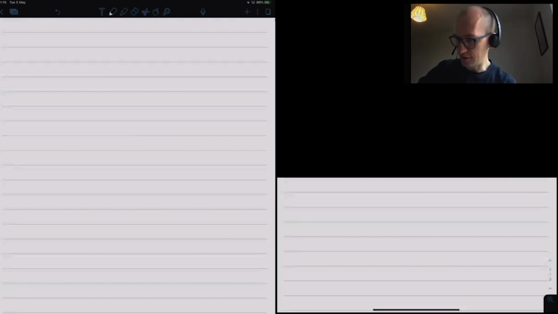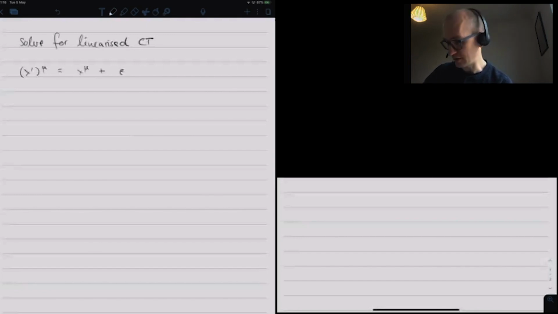So let's solve for linearized conformal transformations. What we're going to do is say that x prime of mu is now the same as x mu plus some small generator epsilon mu of x. And let's say that omega of x is equal to 1 plus some small function which I call delta omega of x. Okay, and we work obviously in the linearized approximation.